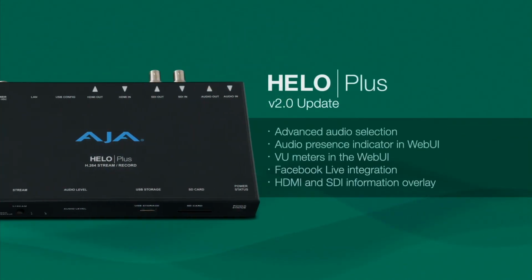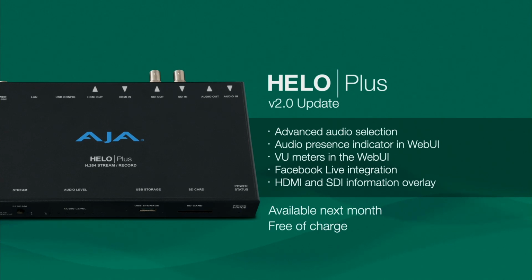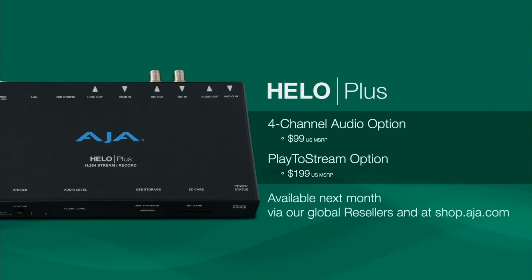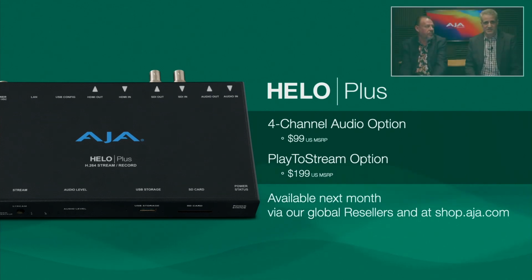So HELO Plus, the 2.0 update, is available to everyone next month. That includes the audio features, the Facebook Live integration, and the user overlay feature on the status outputs on the baseband outputs. The two options are so affordably priced, and again, they do have free trials. You can try them out. The 4-channel audio option is only $99 US. The play to stream is only $199 US. And if it works for you, that's nothing. One job will pay for that, and those will both be available next month as well.